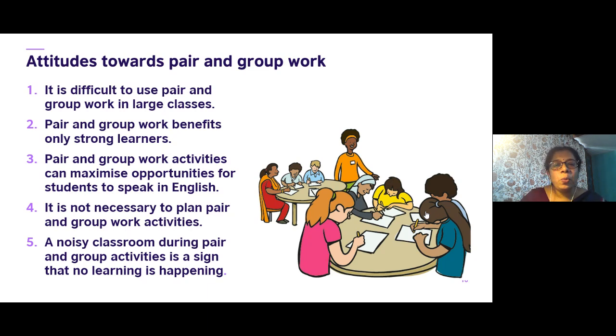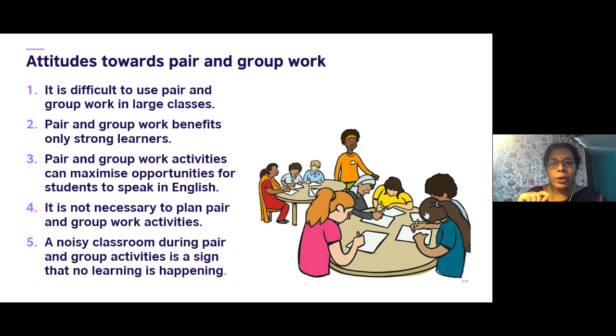Right. And for the fourth statement, it is necessary to plan because the teacher not only has to plan which activity she or he would do as a pair or a group work activity, they also have to plan some very clear instructions. Students need to know what is the role that they are playing in a pair work or a group work. The teachers also need to know that when they have pair and group work, they should go around the classroom at that time and monitor the work that is happening.